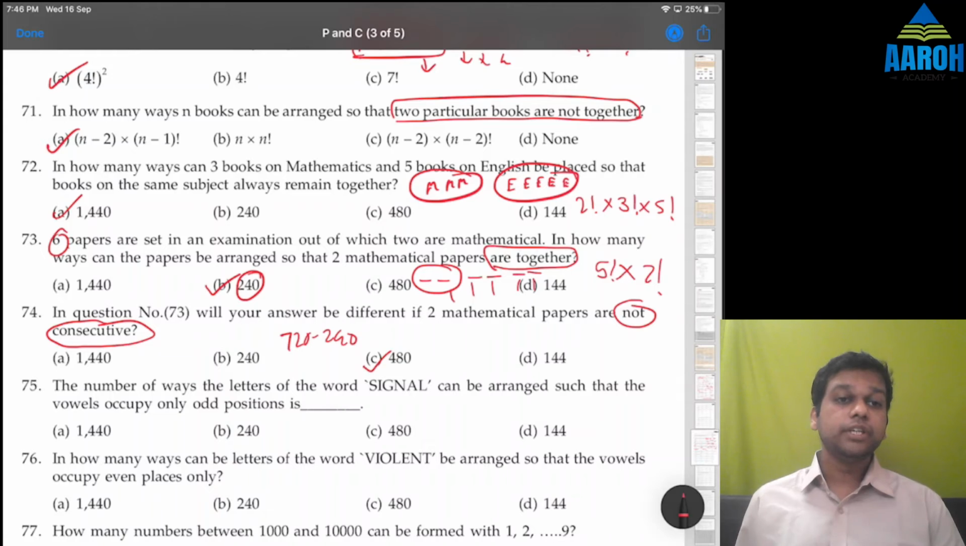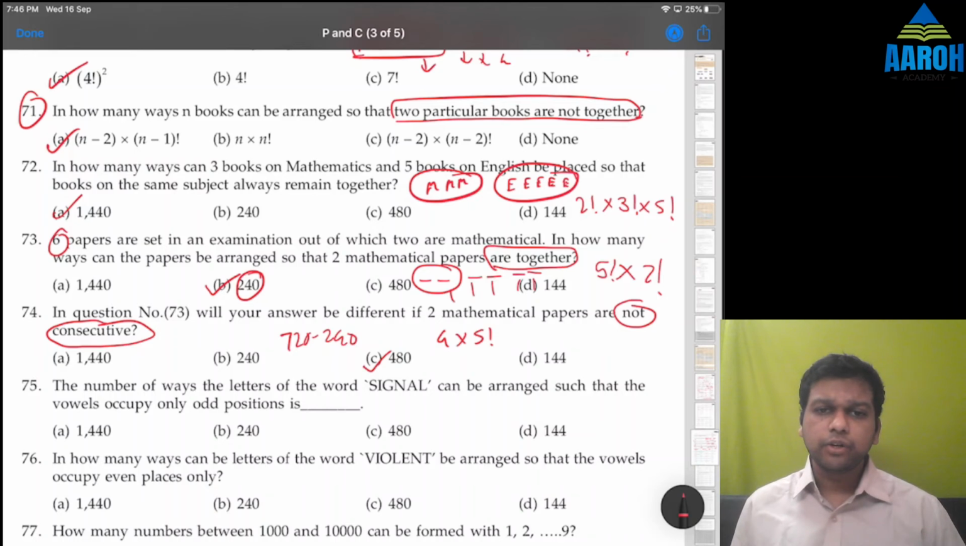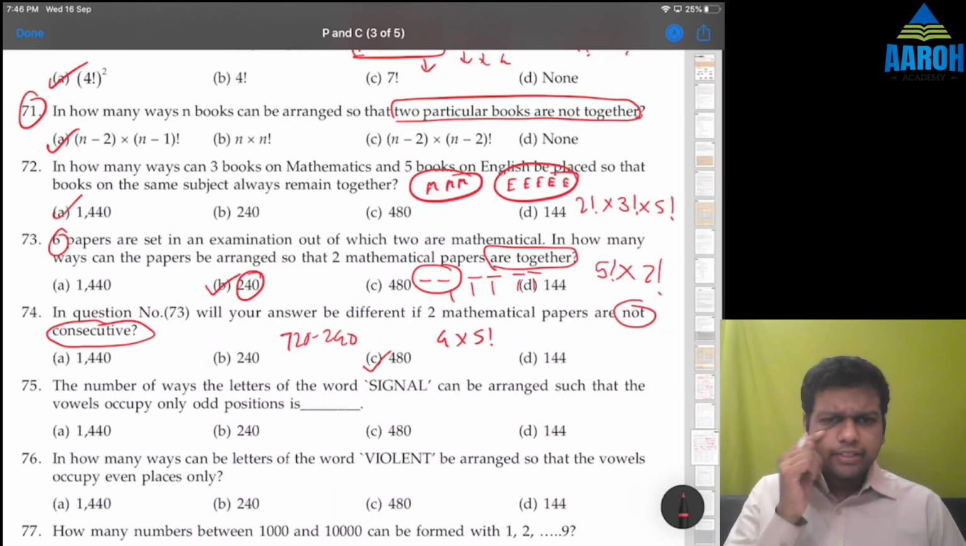Or we can use this formula in question 71. Two particular books are not together. So two math books are there. So formula is n minus 2 into n minus 1 factorial. That means n is 6. So 6 minus 2, 4, into 6 minus 1, 5 factorial. Check how much is 5 factorial into 4. 480 only, right? Okay.